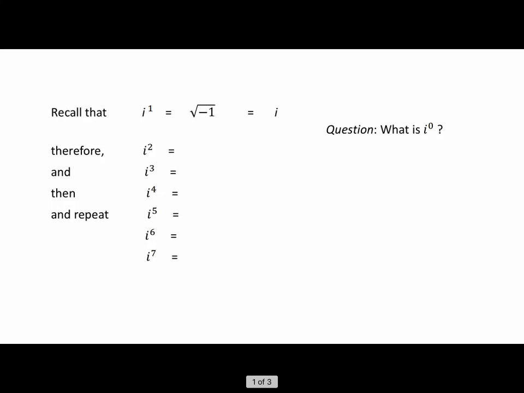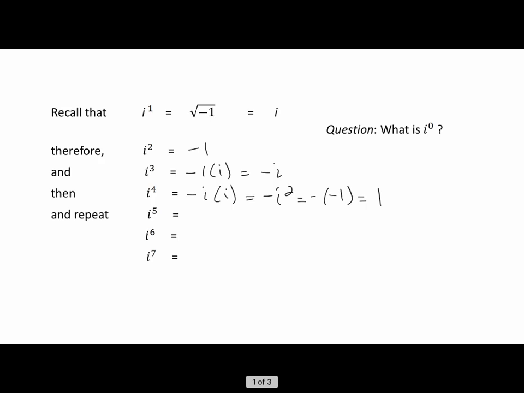Recall that i to the first power is the square root of negative 1, which is i. i squared is negative 1. And i to the third would then be negative 1 times another i, which is negative i. And i to the fourth would be, take what you have, negative i times another i, which is negative i squared, which is negative of negative 1, which is positive 1.